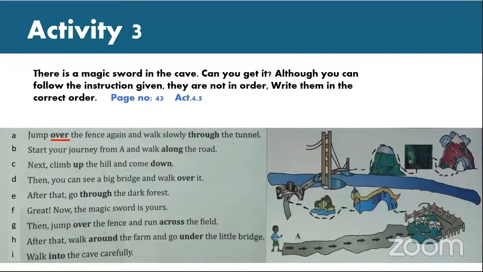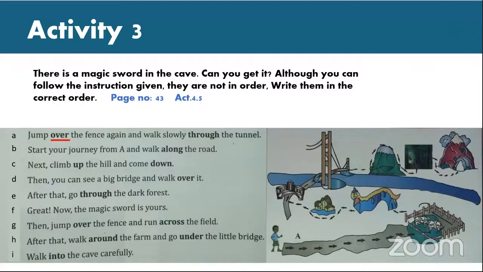Jump over the fence again and walk slowly through the tunnel. B. Start your journey from A and walk along the road. Next one, climb up the hill and come down. D. Then you can see a big bridge and walk over it. E. After that, go through the dark forest.